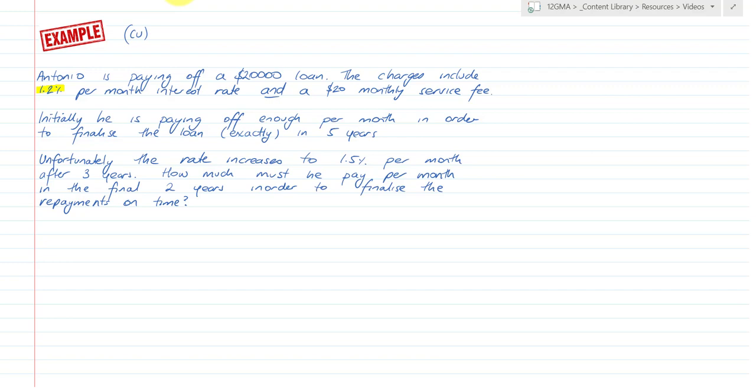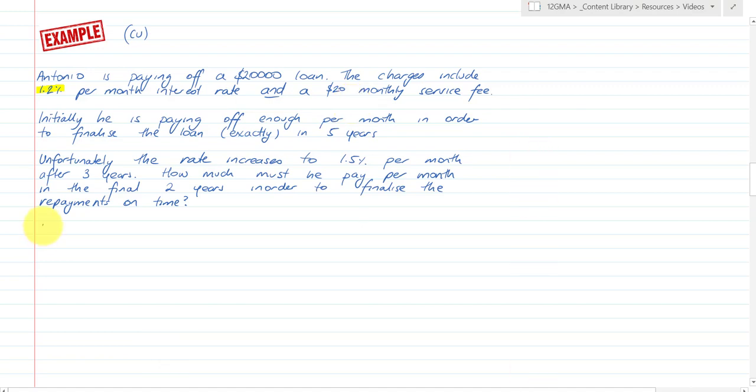Initially, he's paying off enough per month in order to finalise the loan exactly in 5 years. Unfortunately, the rate increases to 1.5% per month after 3 years. How much must he pay per month in the final 2 years in order to finalise the repayments on time? So, the $20 service fee is a bit of a problem we haven't dealt with, but we're actually calculating M. And there's a few things going on here.